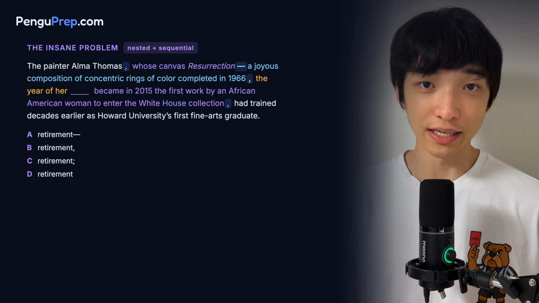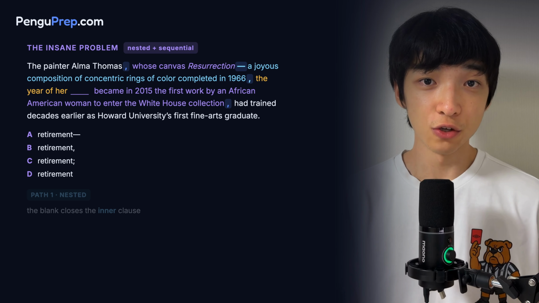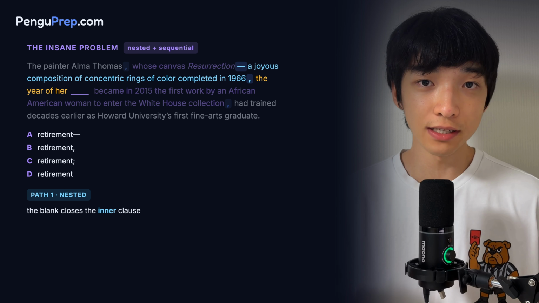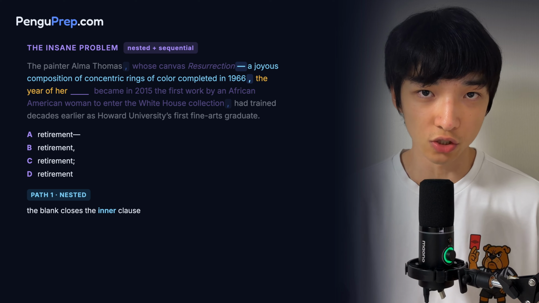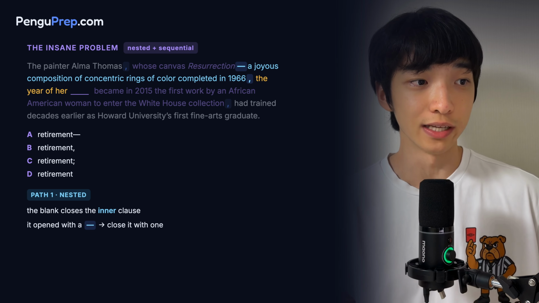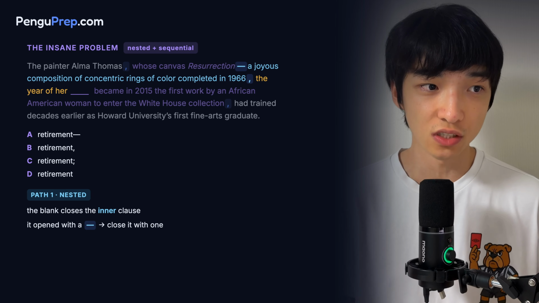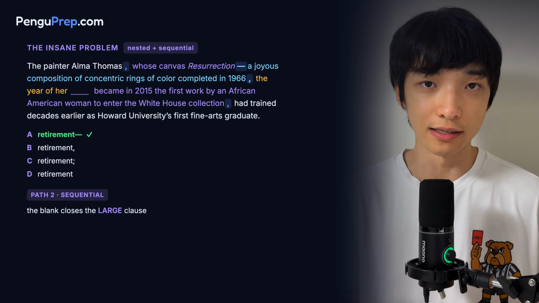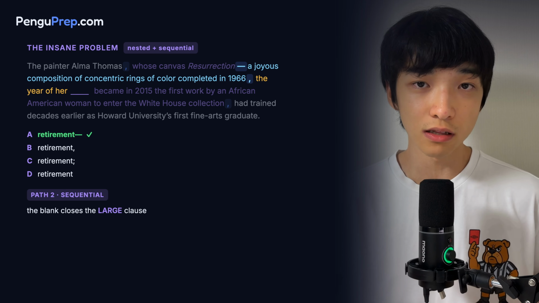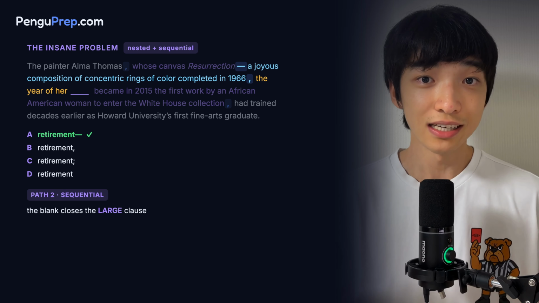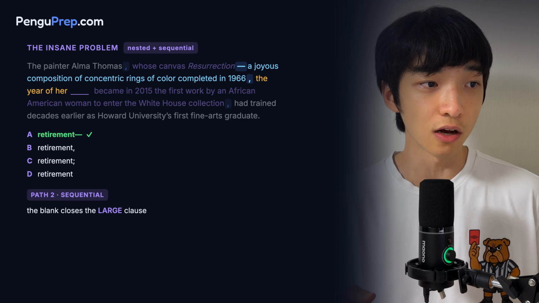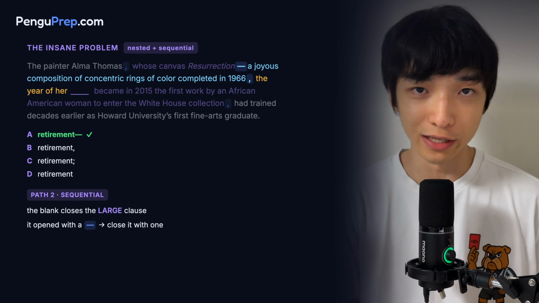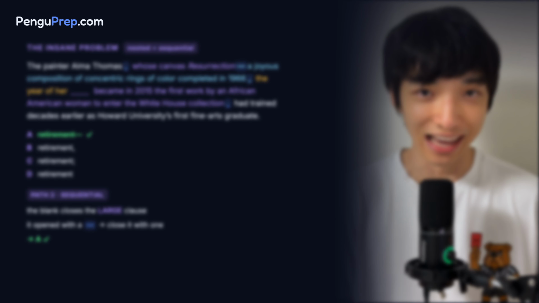Now, continuing on with the explanation, there are 2 ways to solve this problem. If you use the nested non-essential clause strategy, you'll notice that this blank is used to fill in the punctuation that closes the inner non-essential clause. Since the inner non-essential clause begins with a dash, it must also end with a dash, so the correct answer is A. The second way to solve this problem is using sequential non-essential clauses. You'll notice that this blank is used to close the large non-essential clause. Since the large non-essential clause is from "joyous" all the way to "of her retirement," and since it begins with a dash, you must also end it with a dash. So again, the correct answer is A. Wow, that was a lot.